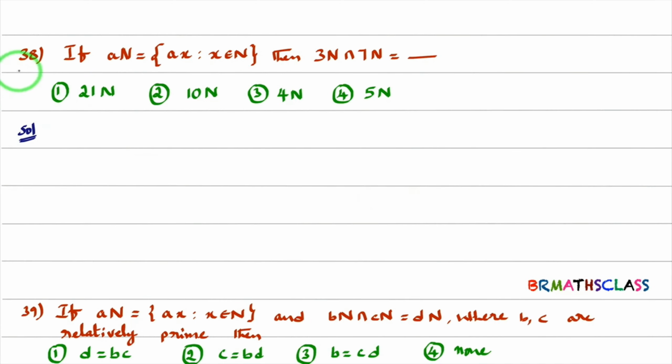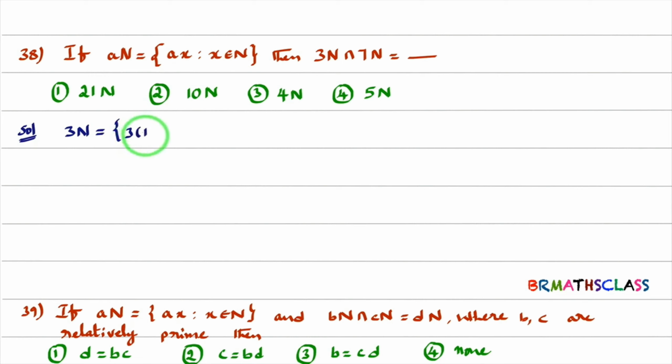You see question number 38. The set AN is defined as the set which contains all the elements like AX, where x is a natural number. Then 3N intersection 7N is what they have asked. First, I'll write clearly what is 3N and what is 7N in roster form. 3N, how will it be? 3N will be like this: 3 into x. What is x here? X is a natural number.